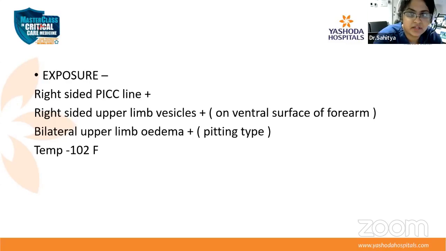Exposure, there was a right-sided PICC line present, and right-sided upper limb vesicles were present on the ventral surface of the forearm. Bilateral upper limb edema present, and the temperature at the time of presentation was 102.